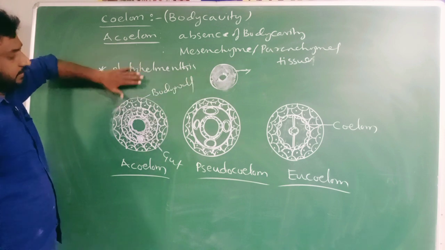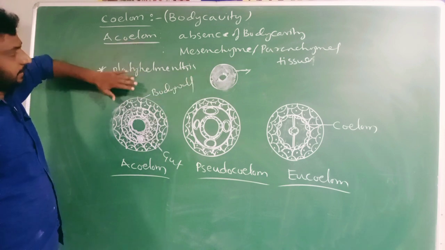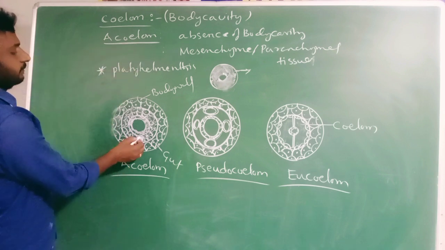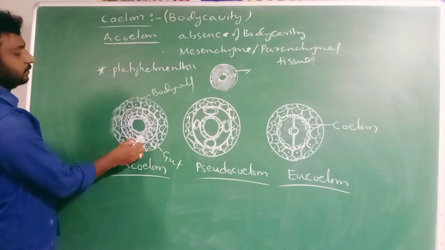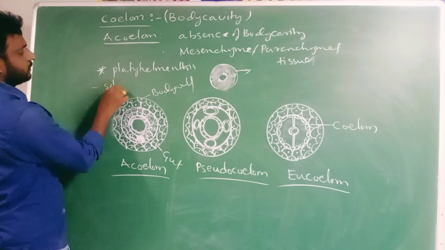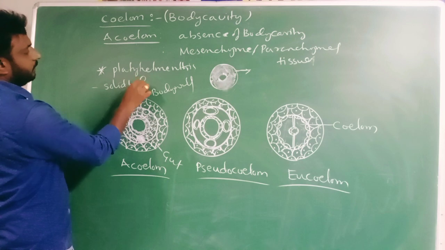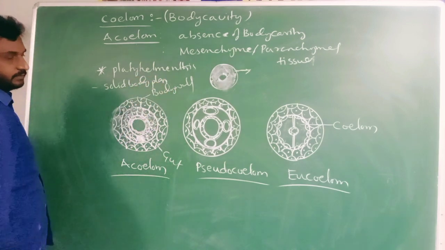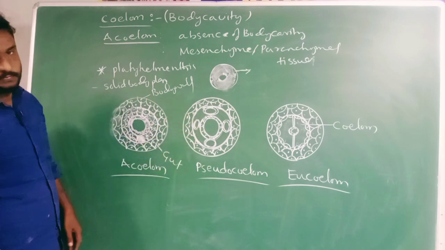Example, platyhelminthes, acoelomates, and acoelomates, they are having disadvantage. What is disadvantage? That visceral organs cannot move freely, and it is called solid body plan. The body plan is solid. Solid means totally it is filled with cell. Cavity is totally filled with a tissue.